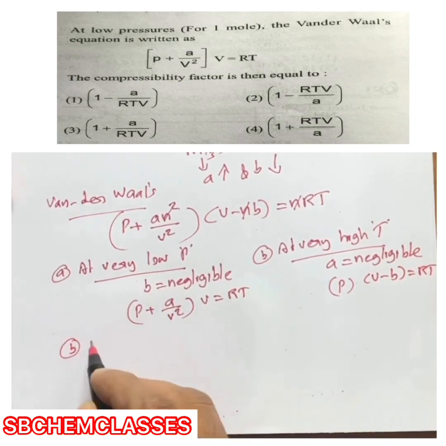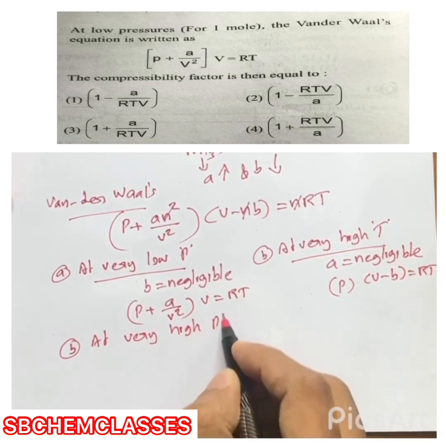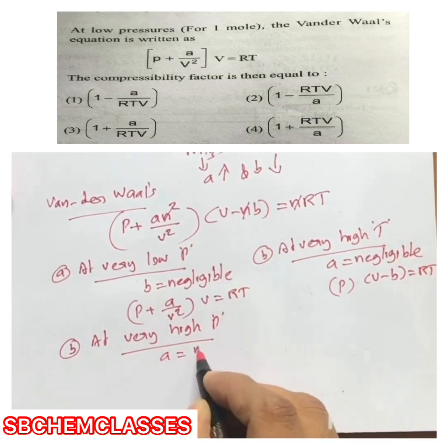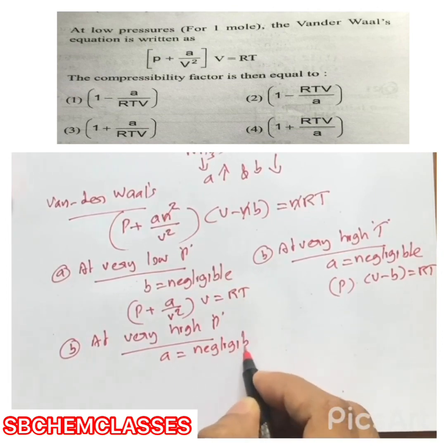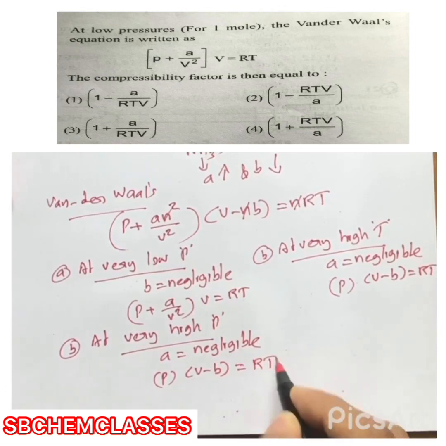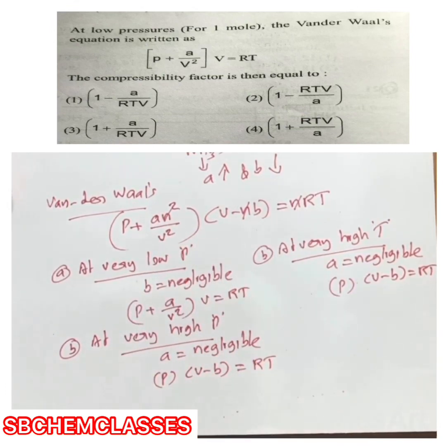Then at very high pressure, also a is negligible. If a is negligible, the equation can be written as P(V − b) = RT. So this is our van der Waals equation. For 1 mole species, we are removing the term n. It can be converted at different conditions: at very low pressure, at very high pressure, at very high temperature.